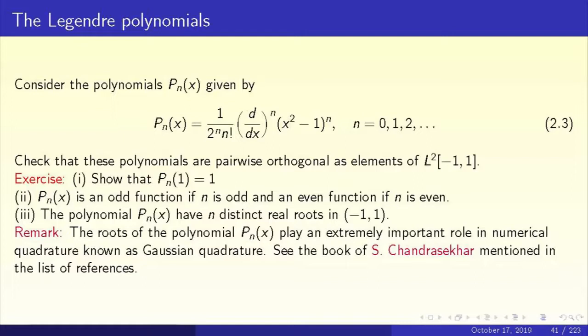And the zeros of these Legendre polynomials, the roots which lie in minus 1, 1, are important in numerical integration or numerical quadrature. It's called Gaussian quadrature. You can see the book of S. Chandrasekhar for more details on this Gaussian quadrature and how he applies it in quantum theory and radiative transfer. Now let us take the next result on the least square approximation.